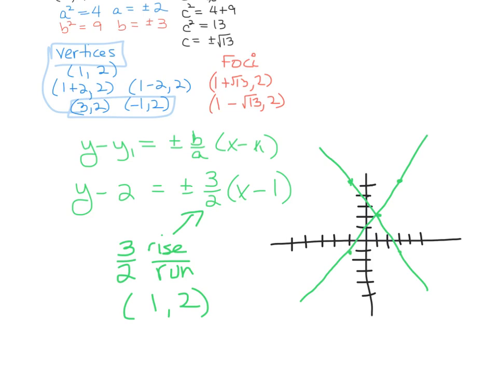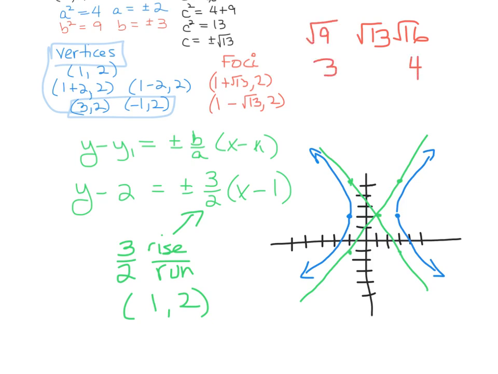I can graph the vertices, the ordered pair 3, 2, and the ordered pair negative 1, 2. So again, use the green asymptotes as your guide to see how fat or skinny to make your graph. And then we can also throw in the focus point. So again, the square root of 13 is in between 3 and 4. So we'll say it's about 3.5.